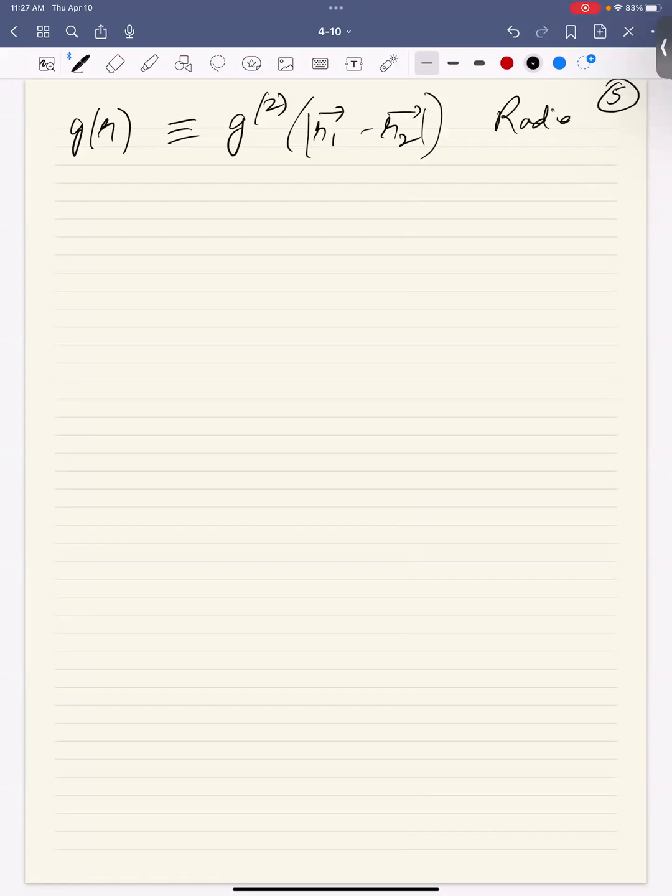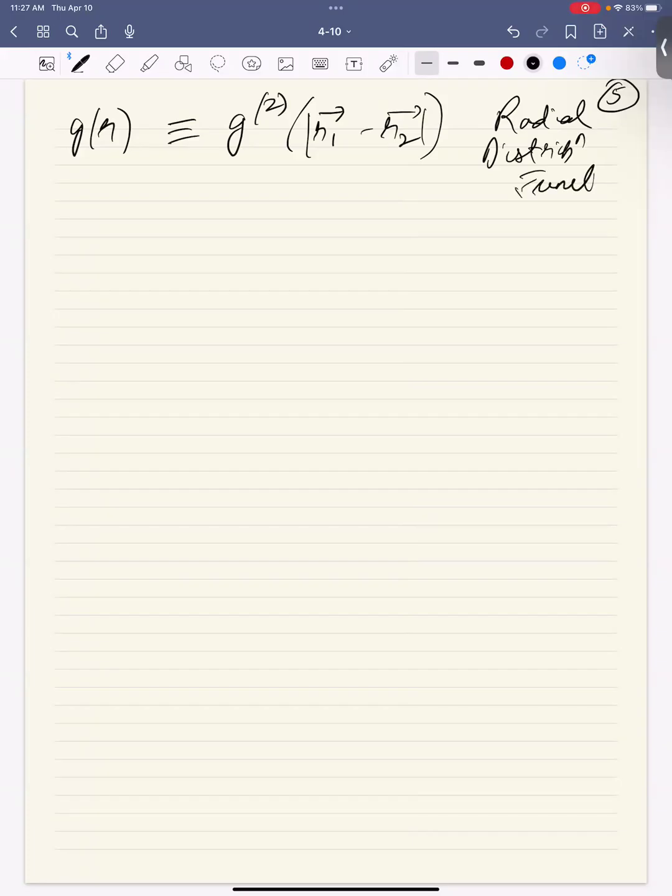we will get back to this question of extension or not, maybe later. So G of R is, again, just to remind you, this is G2 of R1 minus R2, and this thing is known as the radial distribution function. Why did we call it radial? Because it's looking at only the radius. We're looking at spherical symmetric systems.